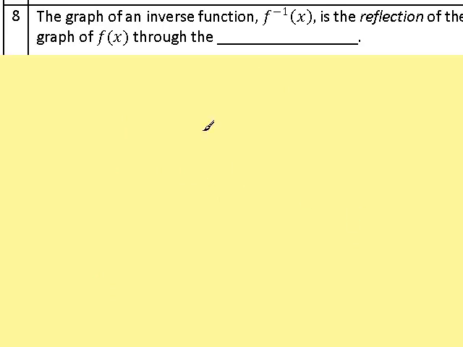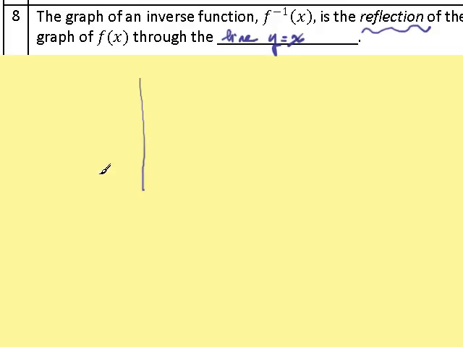Okay, number 8 is just a fill-in. It says the graph of the inverse function f inverse of x is the reflection of the graph of f of x through the line y equal x. So that's how the graph of a function is related to the graph of the inverse.